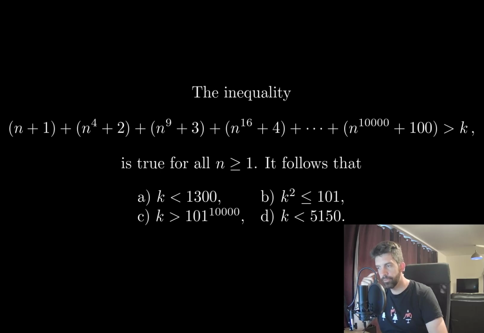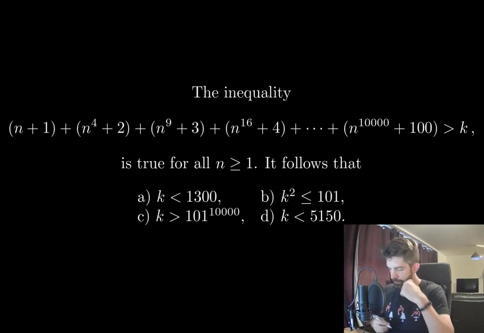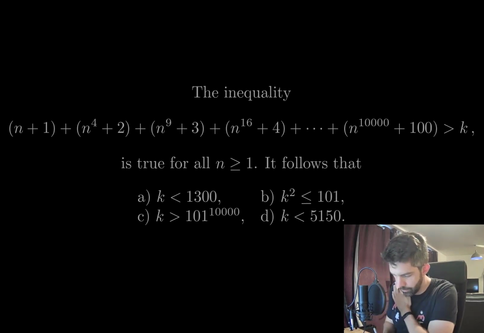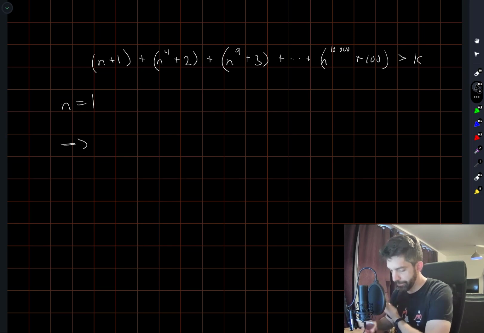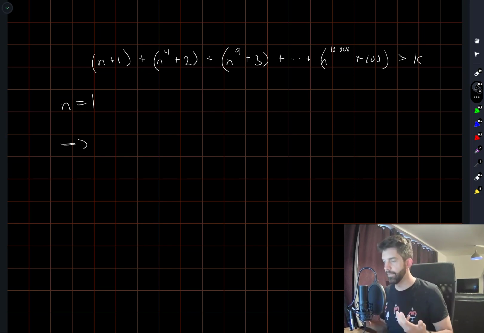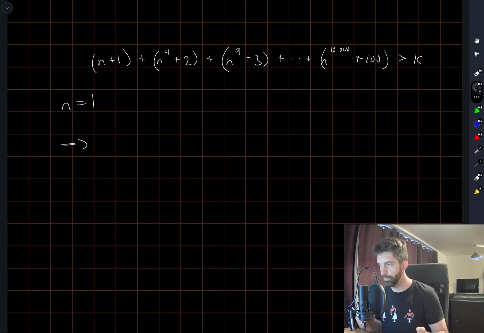So the first thing I'm going to do is substitute in n equals 1. Let me write down the original expression and see what we get. That might correspond to one of the options. When I substitute n equals 1, I'm going to split the series on the left-hand side into two parts. I have a whole bunch of terms that are just equal to 1, namely 1 to the 1, 1 to the 4, 1 to the 9, and so on. And then I have the sum of the integers from 1 to 100.